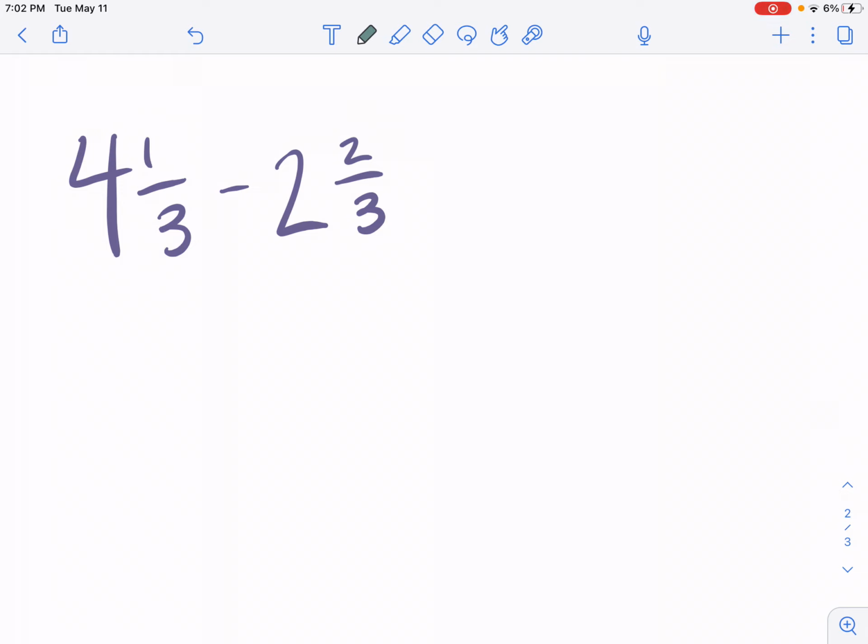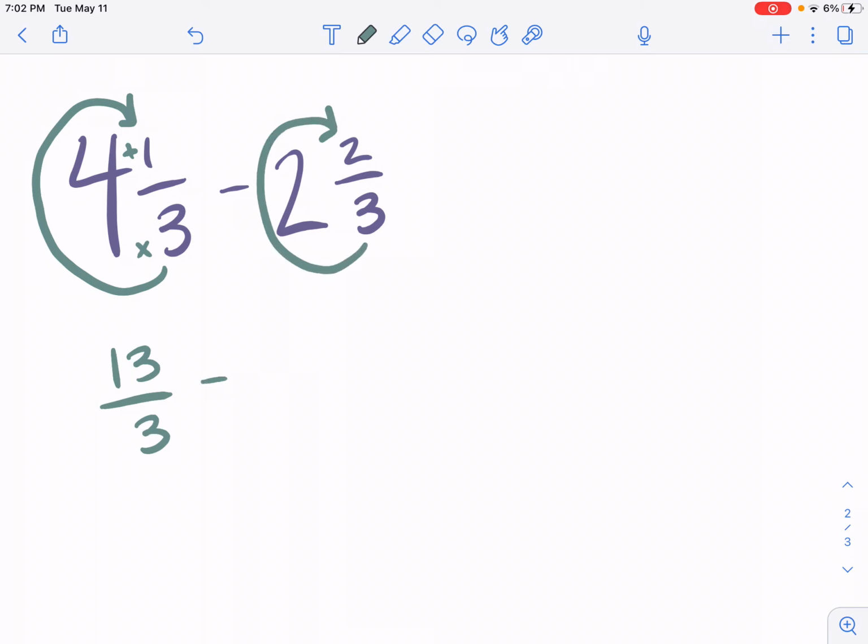So the first thing that we can do to solve this is we can actually just turn them into improper fractions. So the backwards C method is how we do that. I'm going to multiply these two numbers, which 3 times 4 is 12, and then add that to the numerator, which is 13. Okay, and let's do the same thing over here. 2 times 3, which is 6, plus 2, which is 8.